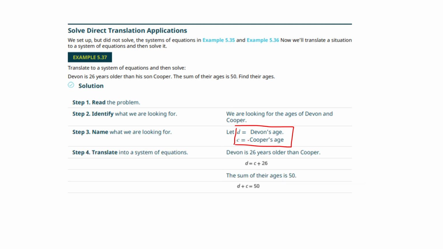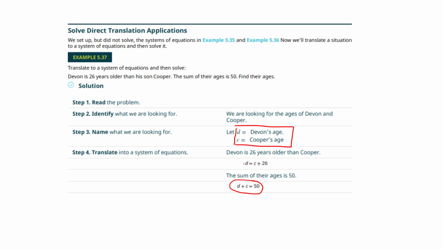Okay, now we're going to make our equations based off of this. So there's always an easy one, or at least I should say most of the time. And here's my easy one. If we add the two of them up, we know their age is 50. So I've got one very simple equation. Just add Devin and Cooper. There's my dictionary. D and C add up to be 50.